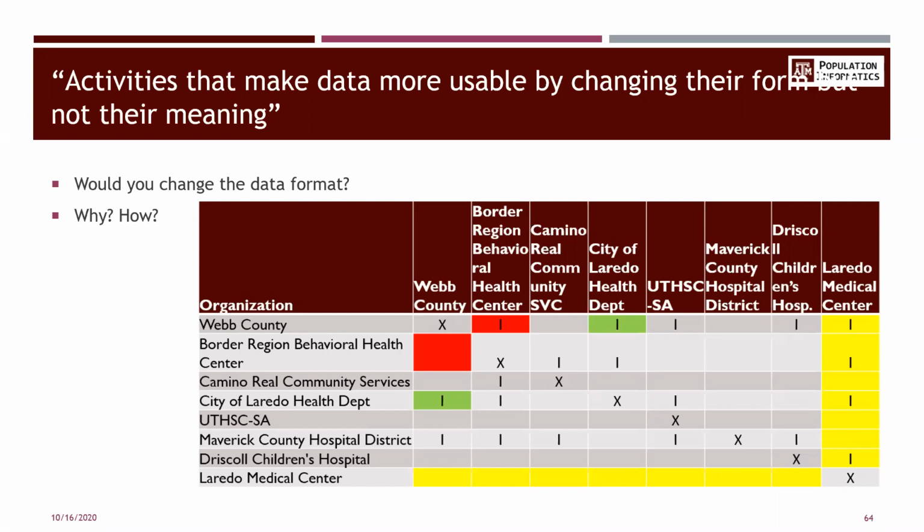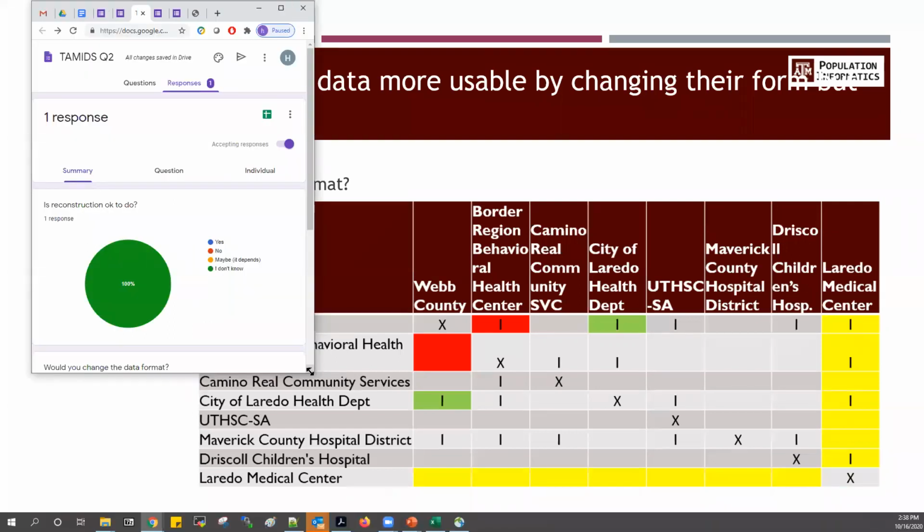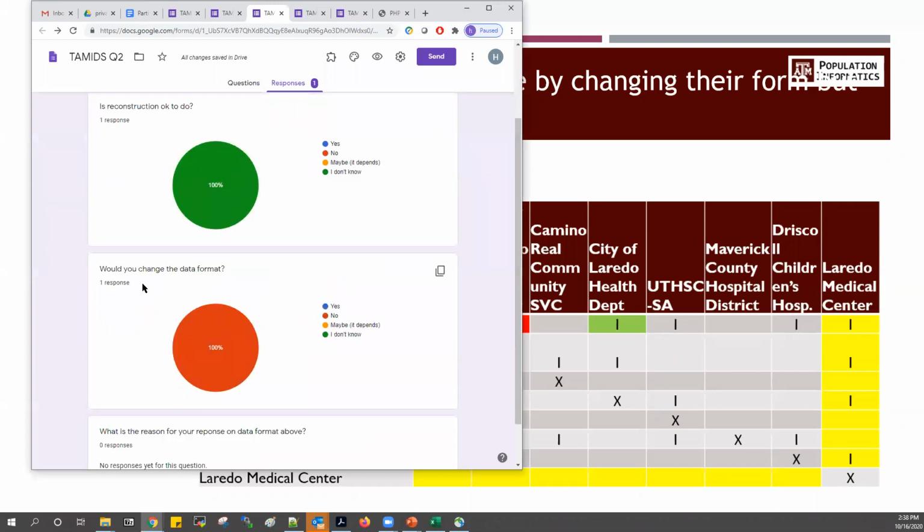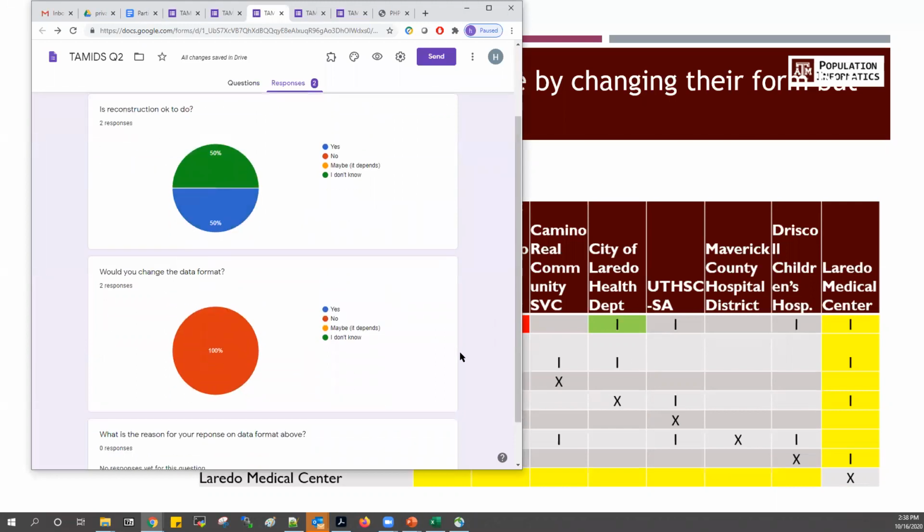Okay, you're going to the Word document, finding Q2 and clicking on it. I guess I have a response now. I'm going to check a little bit. Okay, one person has responded, reconstruction is, I don't know. Okay, there we go. Would you change the data format? And the answer is no. So this person thinks this data is in the shape that you need to do density calculations, right?